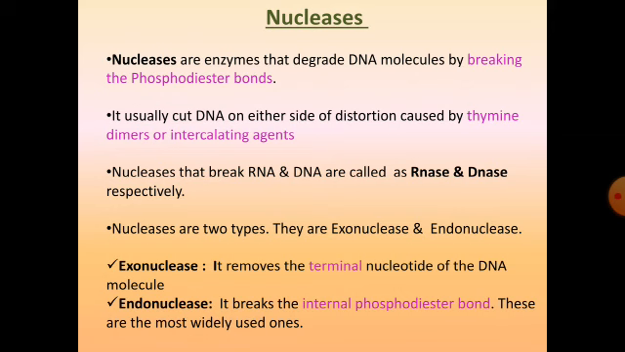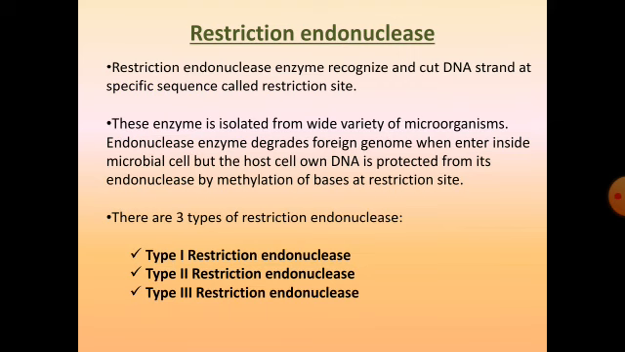Exonuclease removes the terminal nucleotide of the DNA molecule. Endonuclease breaks the internal phosphodiester bond. These are the most widely used ones. That is, the endonuclease enzyme is most widely used in recombinant DNA technology.